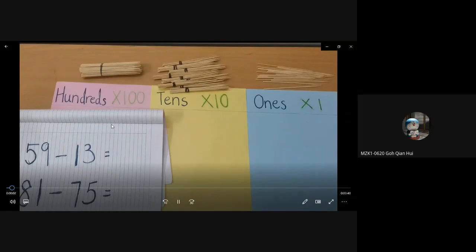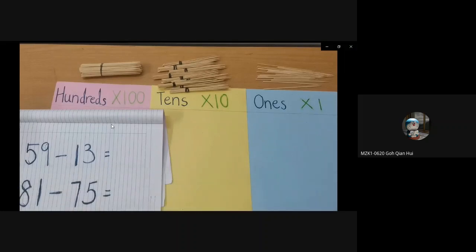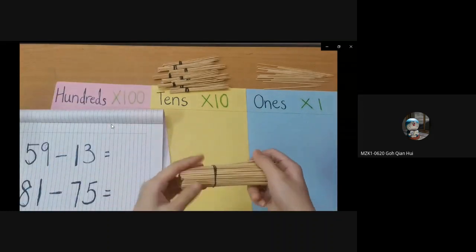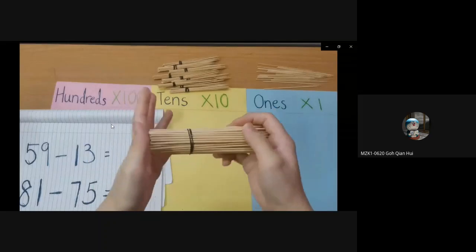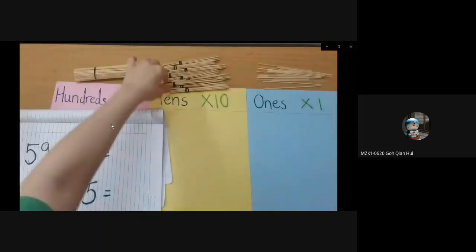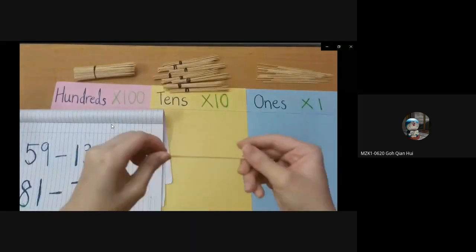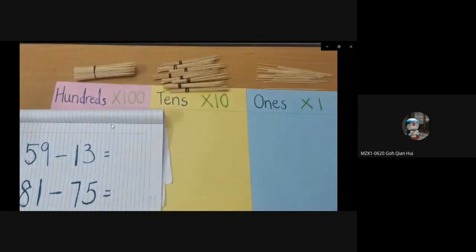To teach the meaning of subtraction, I will prepare a place value chart with place value hundreds, tens, and ones, and use wooden sticks as the concrete material. And there are 100 wooden sticks in this bunch, and here are 10 wooden sticks, and this is one wooden stick. And this means times 1, times 10, and times 100. Okay, now I will show the example.